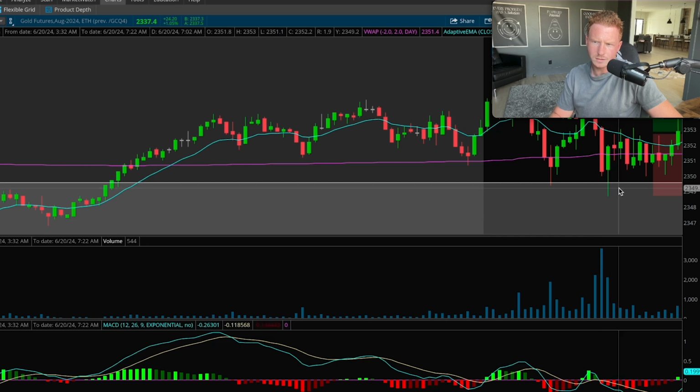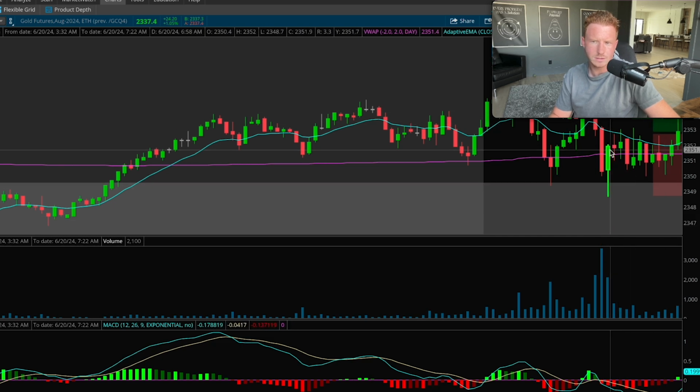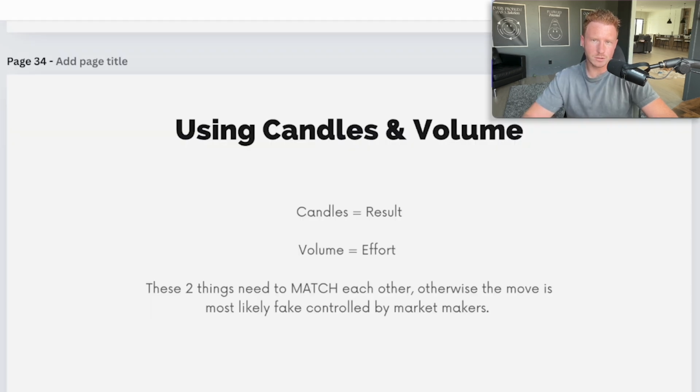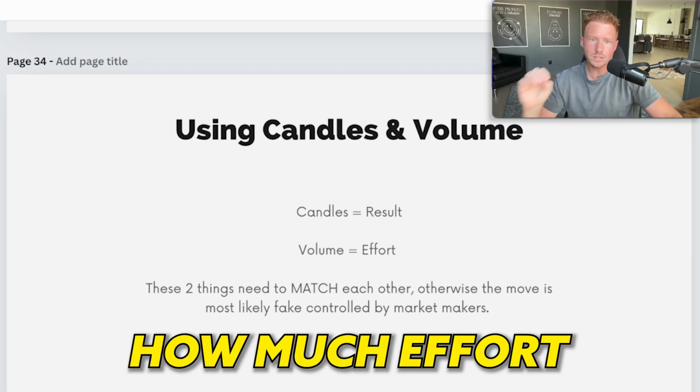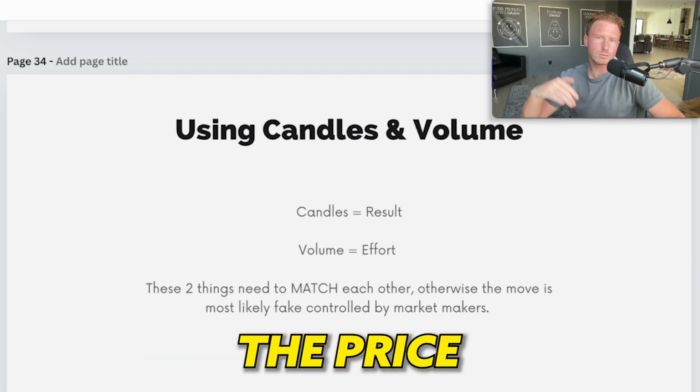And then price starts running up afterwards. It makes no sense. It looks like all kinds of sellers stepped in. Why did we not go down? So we've got to keep something crucial in mind. When we're using candles and volume, you've got to keep in mind that candles equal result and the volume is the effort. So volume represents effort by sellers or buyers, in other words, participation. How much effort are they putting in to push the price down or up?